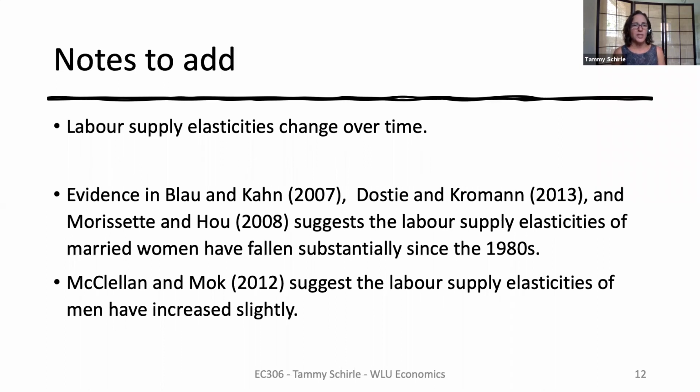Now, there's one major point here that I want to emphasize and add to what you're seeing in your textbook, and that's that the labor supply elasticities that we see do change quite a bit over time. Particularly for women, we have seen a great deal of evidence looking over the course of many decades, suggesting that labor supply elasticities of married women have fallen substantially since the 1980s. There's also evidence that men's labor supply is changing. It's certainly not as inelastic as it used to be. And perhaps as women have become more attached to the labor market, men have gained some flexibility in their labor supply as well.